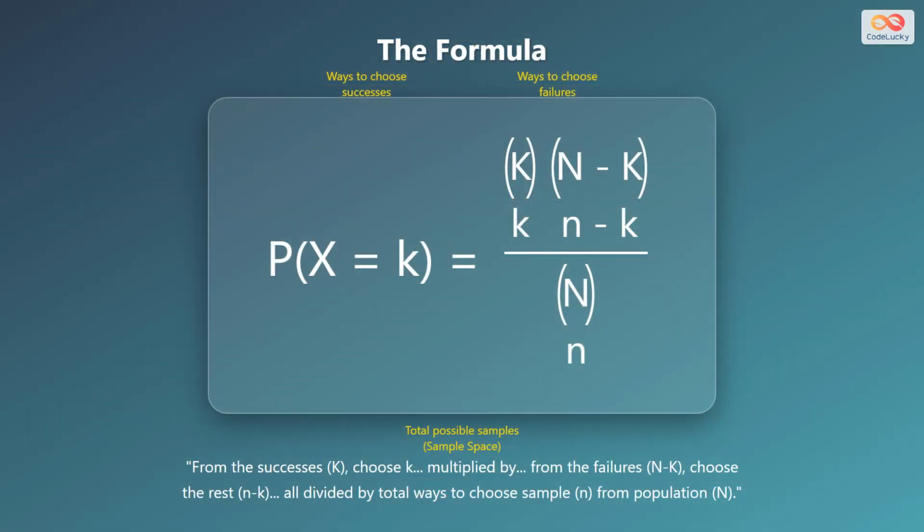Here is the formula. It looks intimidating, but it is just three combinations. The top part asks, how many ways can we choose the successes we want? And multiplies that by, how many ways can we choose the remaining failures? Then, we divide everything by the total number of ways to simply grab a group of items from the population.